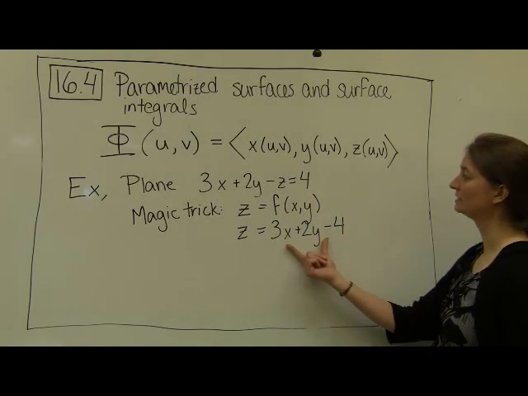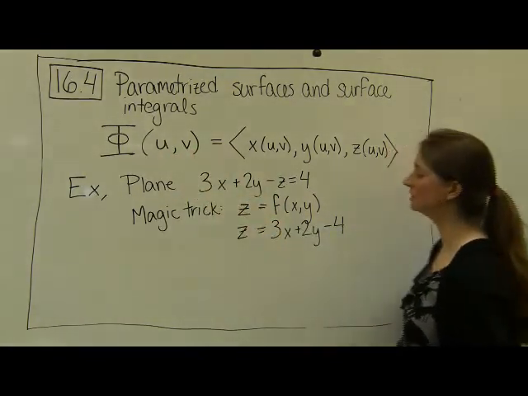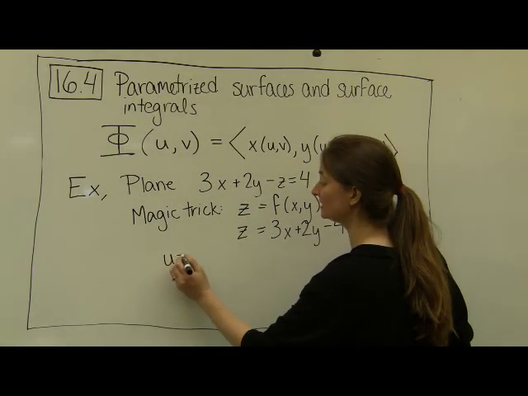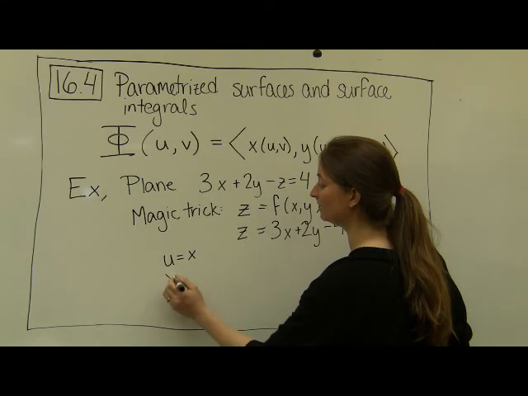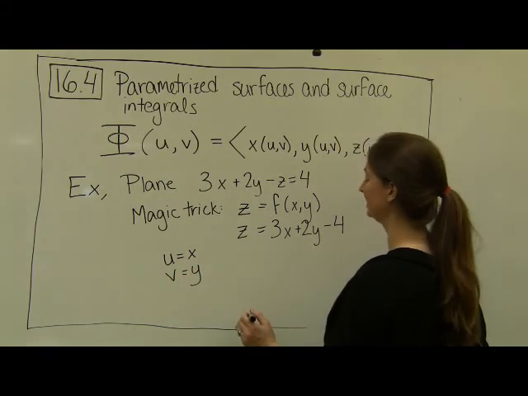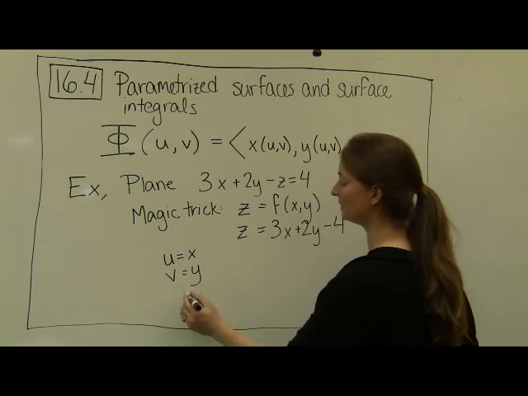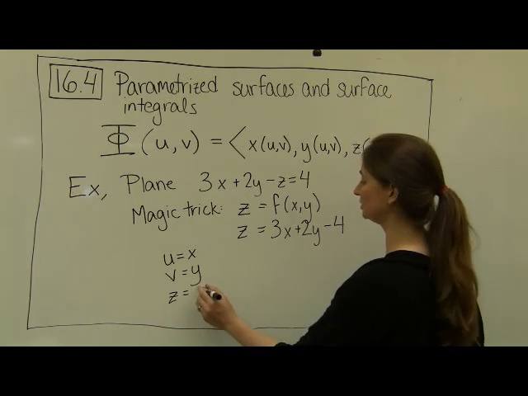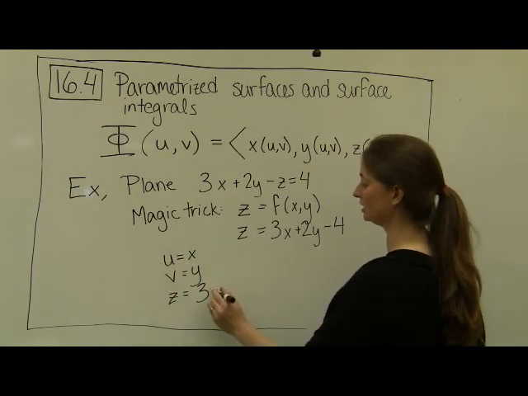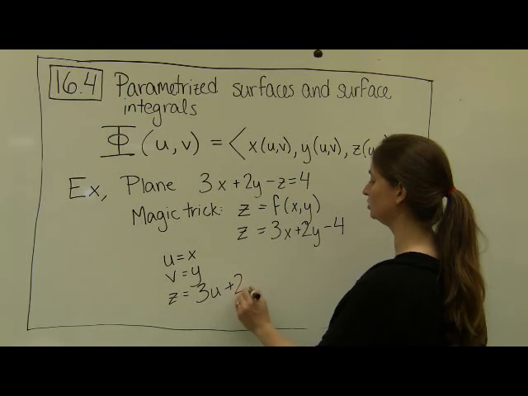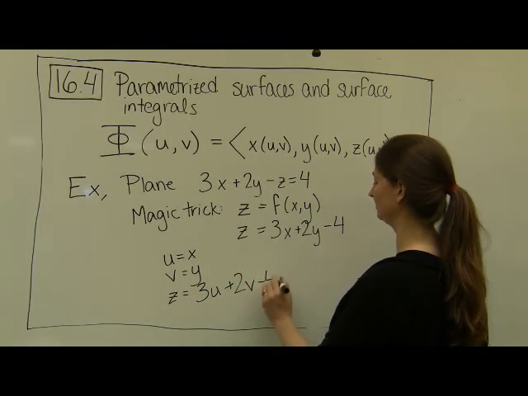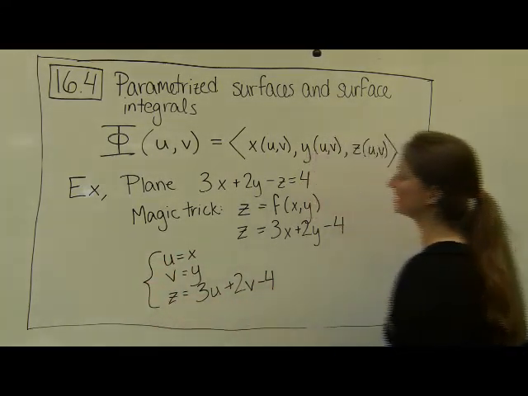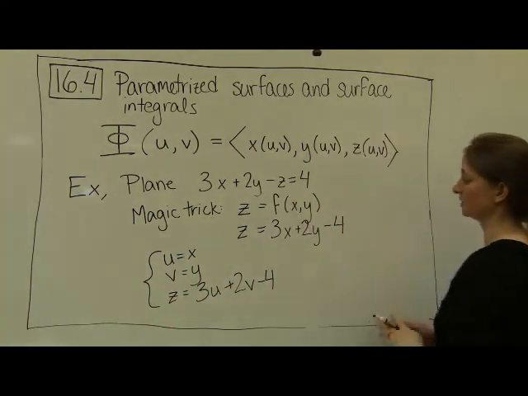So the magic trick is, when I have to decide what my u's and v's are equal to, I'm going to make it as easy as possible. I'm just going to set my u exactly equal to x and my v exactly equal to y, because then I know that my z is equal to 3 times x, which we're calling u, plus 2 times y, which we're calling v, minus 4. And it means that I can use these 3 equations as the equations that go into my parametric function.